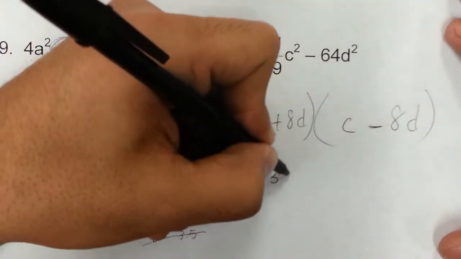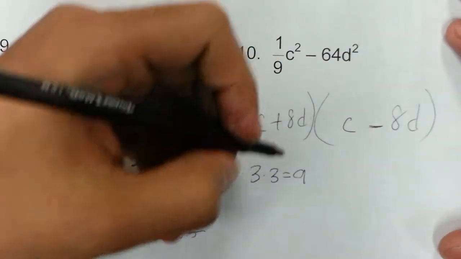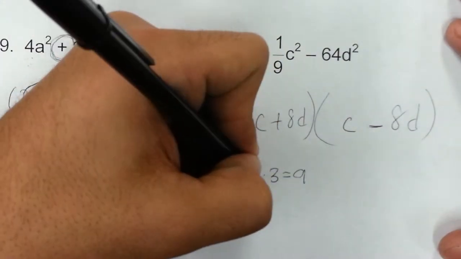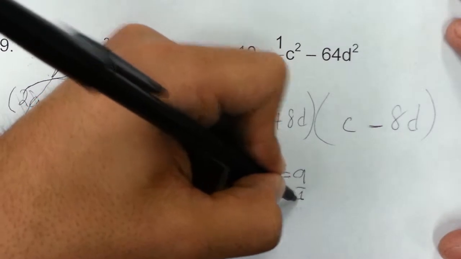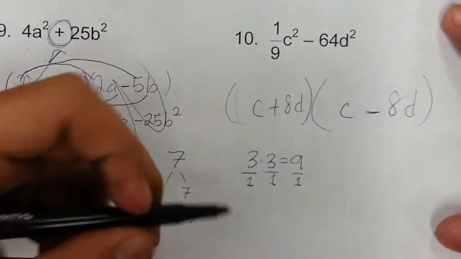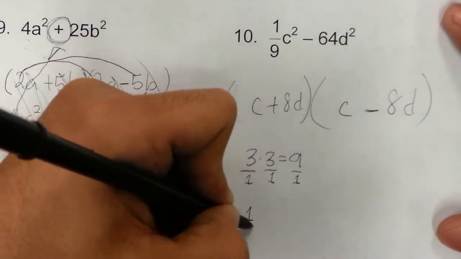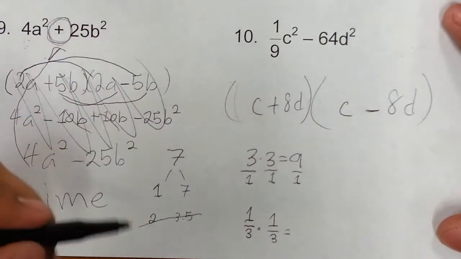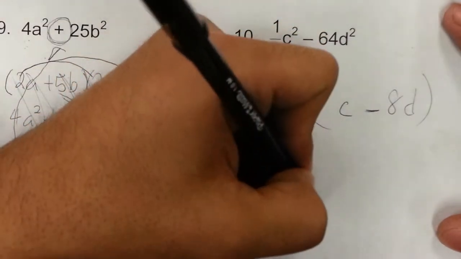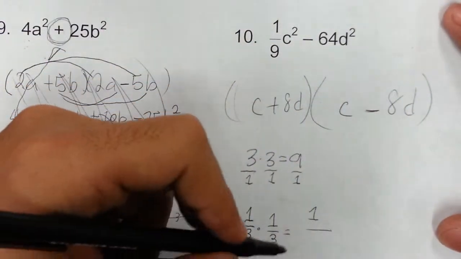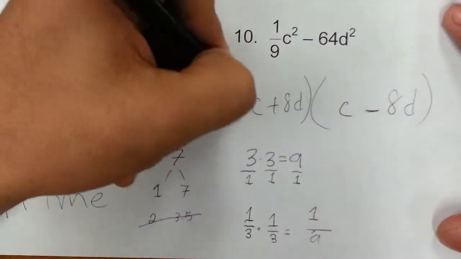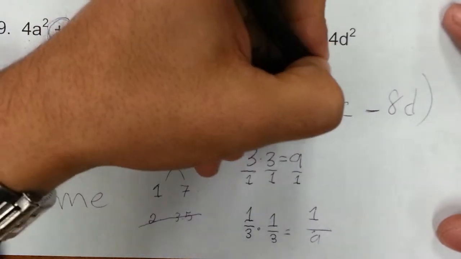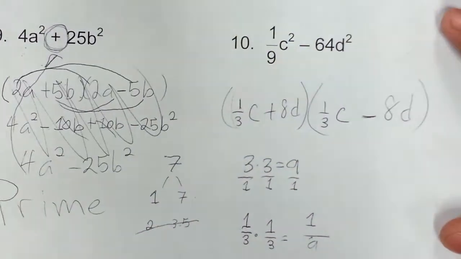Now let's think. If we had 3 times 3 is equal to 9, which is 3 over 1 times 3 over 1 equals 9 over 1. Now let's check if the inverse is true. What if we do 1 over 3 times 1 over 3? Well, what does that give us? Well, we've got 1 times 1 is equal to 1. 3 times 3 is equal to 9. We've got 1 over 9, so we can fill this in with 1 over 3 and 1 over 3.